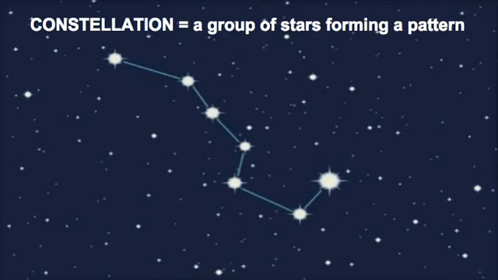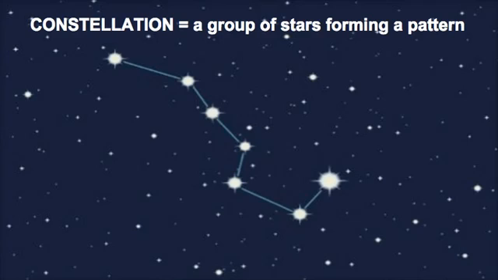Have you ever looked up at the night sky and seen the Big Dipper? The Big Dipper is a constellation. A constellation is a group of stars that form a pattern. Long, long ago, people sailed ships across the ocean. What guided them? Constellations guided sailors long, long ago.